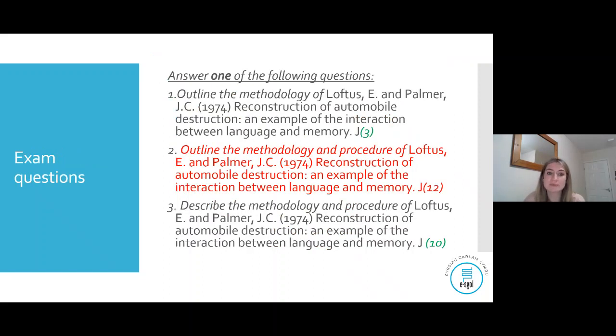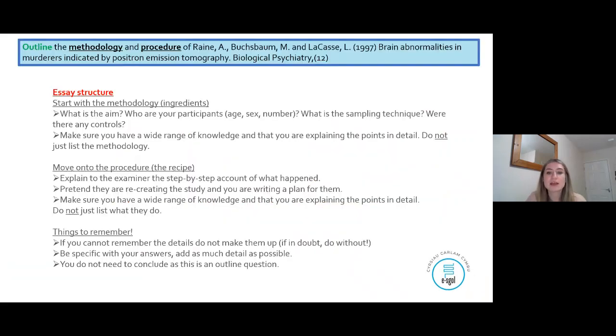All right, so that's it for this one. Okay, that is your methodology and your procedure of Loftus's research. Outline the methodology and procedure of the reconstruction of automobile destruction, an example of the interaction between language and memory. So that's an example question that may come up, and you have got 12 marks up for grabs with this one. This is an essay structure on how I would tackle this.